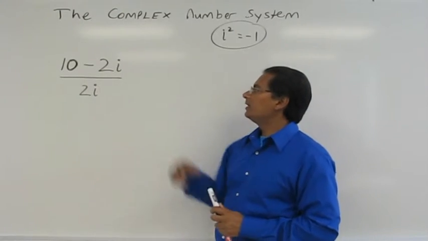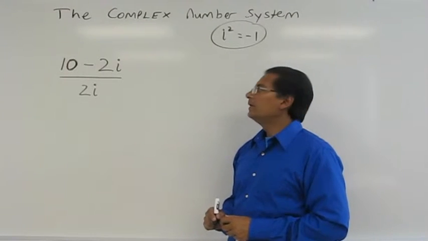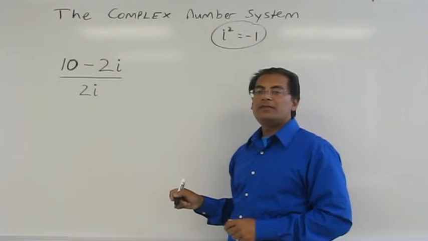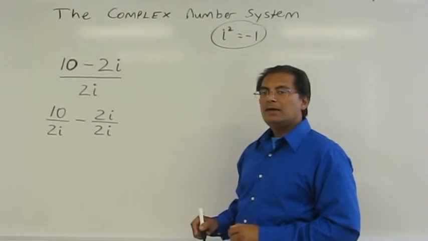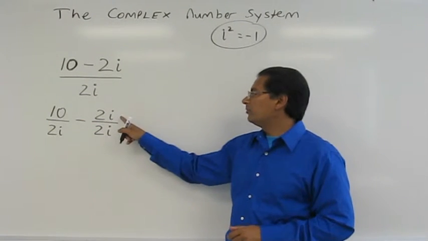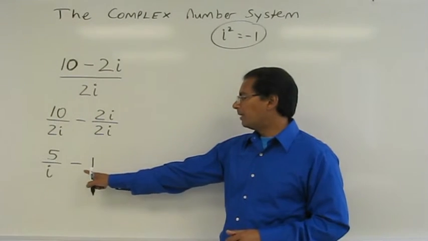Here we have 10 minus 2i divided by 2i. So we can split this up, dividing the 2i into both the 10 and the negative 2i above, to get 10 over 2i minus 2i over 2i. And 10 over 2 is 5. And 2i over 2i is 1. So we'll end up with 5 over i minus 1.